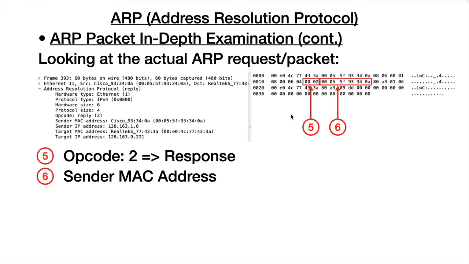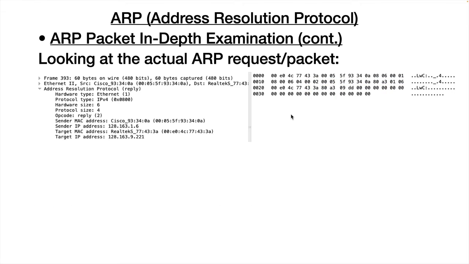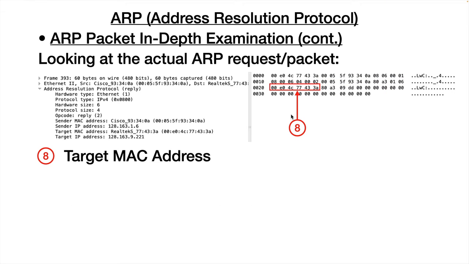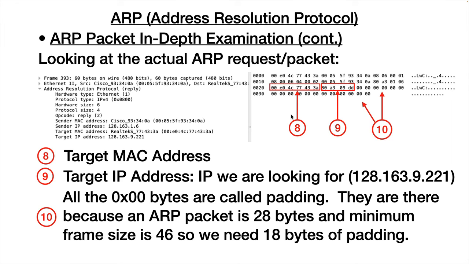Here's the MAC address of the sending machine. Here's the IP address of the sending machine. This is the target MAC address. Notice this time this is targeted to a specific machine, so instead of having a bunch of zeros like we did before, we actually have a MAC address. Here's the IP address of the machine. And like before, we still have some padding to make this packet 60 bytes in size, because the minimum frame size is 46.